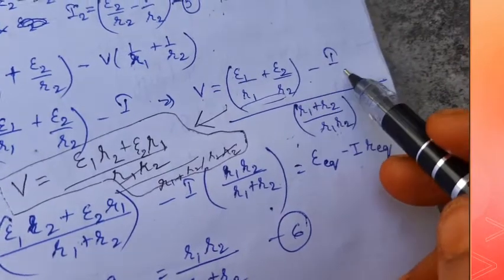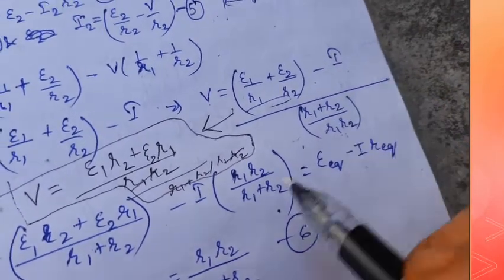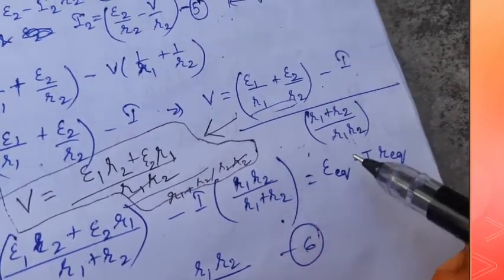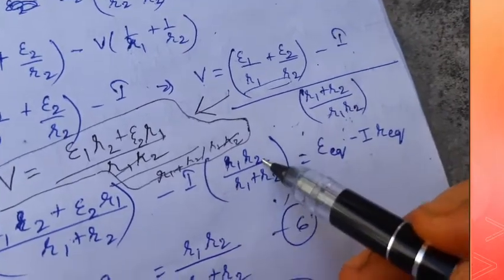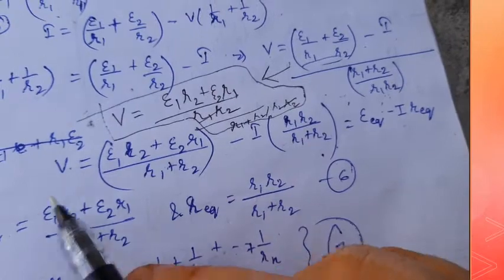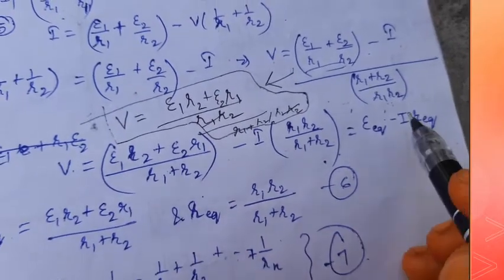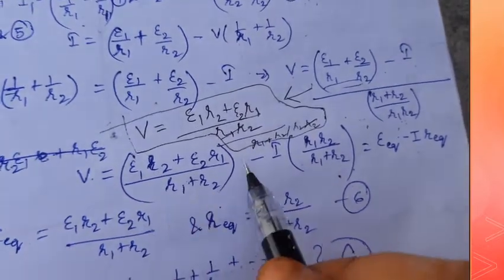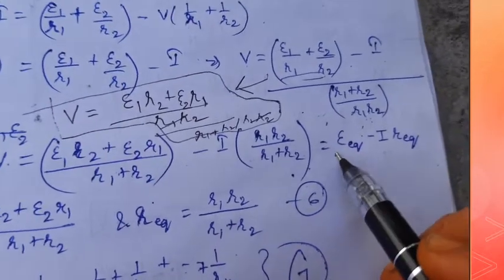And the second term is minus I upon this. On taking the reciprocal, it inverts and we get I times R1 R2 upon (R1 plus R2). Now this has taken the form V equals E minus IR, where this first term represents the equivalent EMF, E equivalent.